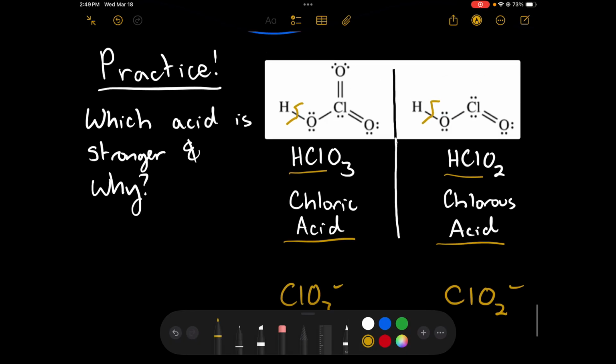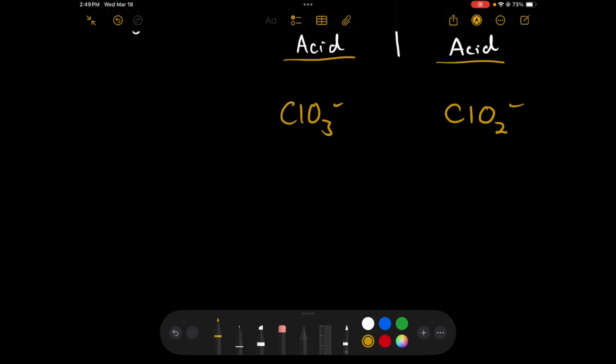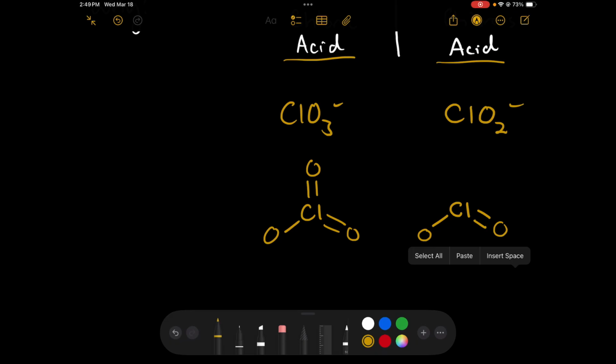All right, and so what I'm going to do is redraw them so that we can just take a look. All right, now I'm looking at my two conjugate bases, and yes, I omitted a bunch of electron pairs to simplify this drawing because I want to point a couple of things out.